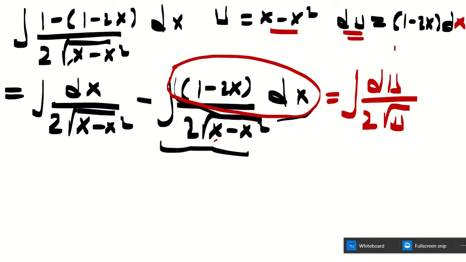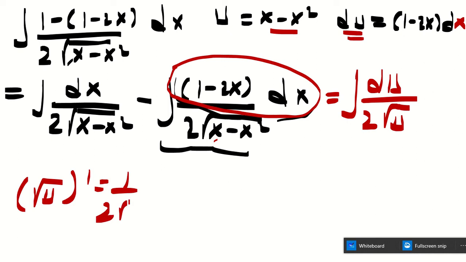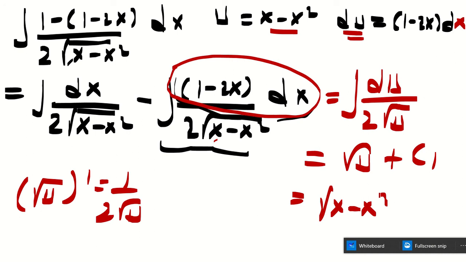But remember, radical u, when you differentiate it, will be 1 over 2 root u. Okay, let's do it down. Radical u, if you try to differentiate it, will be 1 over 2 radical u. Therefore, the whole integral will be written as root u plus some constant c. But what's u? Let's get it back, the u. It will be the square root of x minus x square plus c1.